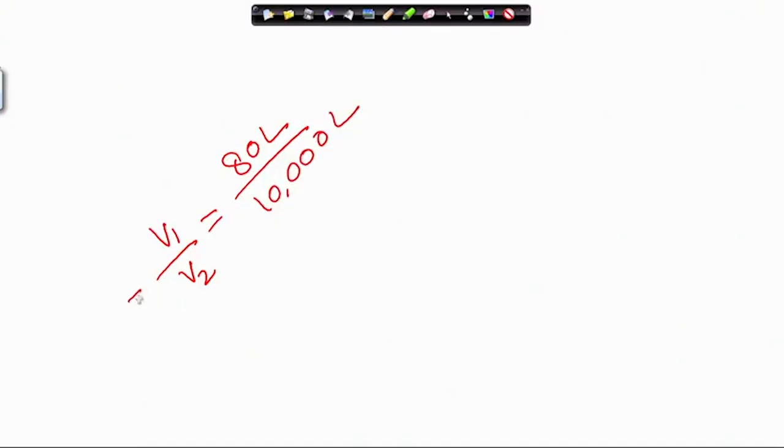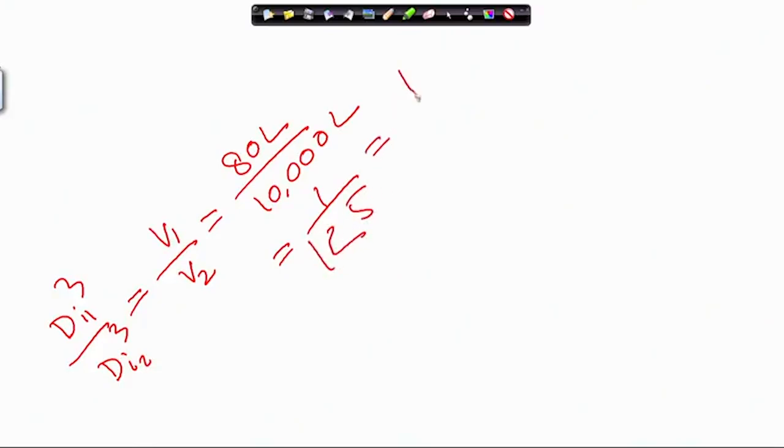I can give another instance, how the other parameter, the DI parameter, has come. If you write V1 by V2, what is happening? What is the capacity of V1? 80 liters. Am I right? And V2 is 10,000 liters. Now this is equal to DI1 cubed by DI2 cubed. Am I right? And this is equal to 1 by 125.